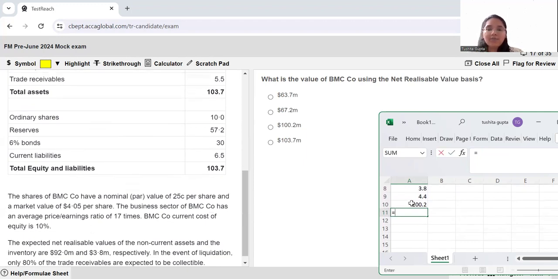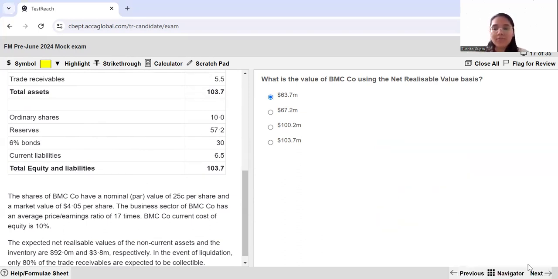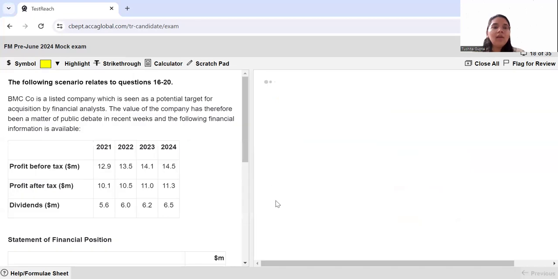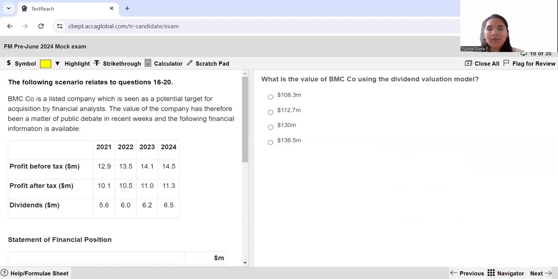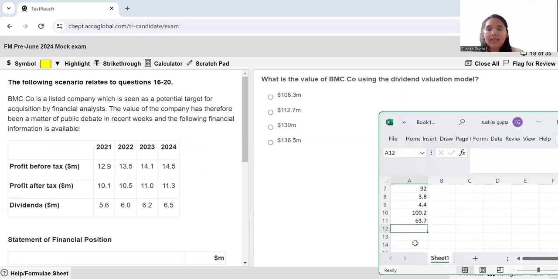And then I need to subtract all of the liability portion from it. Ordinary shares and reserves are both part of equity. Bonds and current liabilities fall under my liabilities. So minus 30 minus 6.5 gives me 63.7 and I choose this option over here. Moving ahead to the next one, this is question number 18 now.